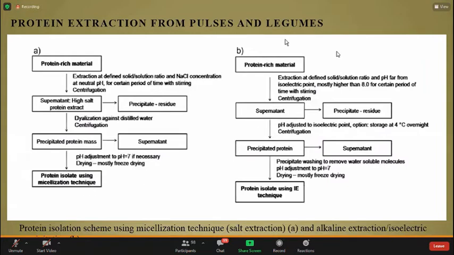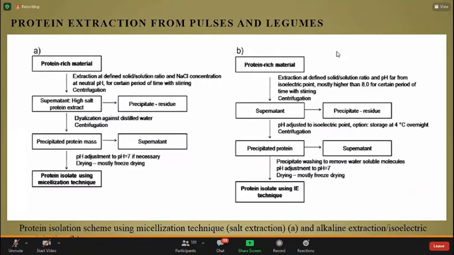and after that precipitation, and we get the isolate. In the case of alkaline extraction, of course we use alkaline. Normally we adjust at pH 8.0 to 9.0 in alkaline solution, and under this condition, protein solubility is maximum in alkaline condition. After that it is followed by precipitation to get the protein, and after that a drying step. It's a very simple technique basically.